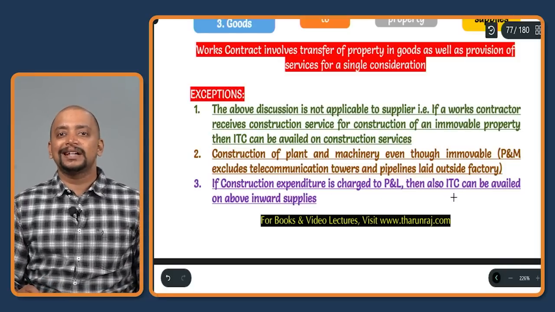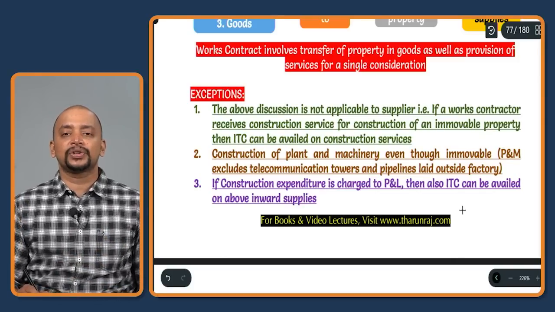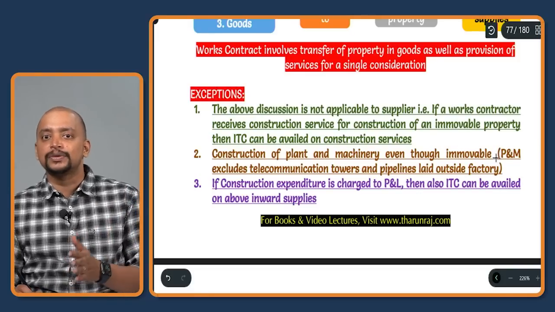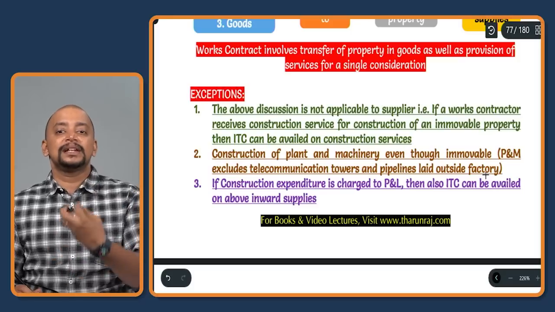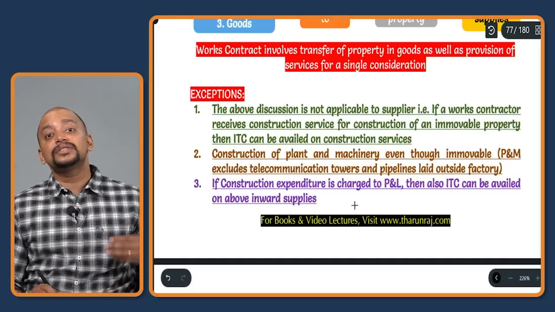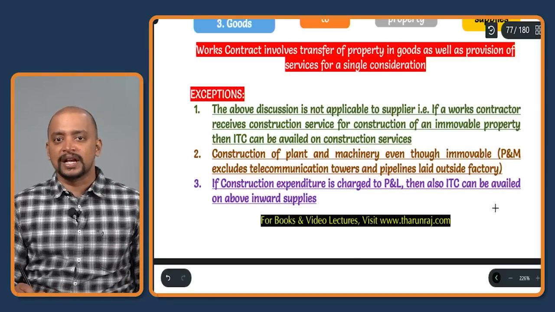Then construction of plant and machinery. So plant and machinery, even though immovable, for construction of plant and machinery this restriction is not applicable, ITC is available. But plant and machinery excludes telecommunication towers and pipelines laid outside the factory gate. Then if construction expenditure is charged to P&L, then also we can take ITC with respect to this. These are the 3 exceptions.